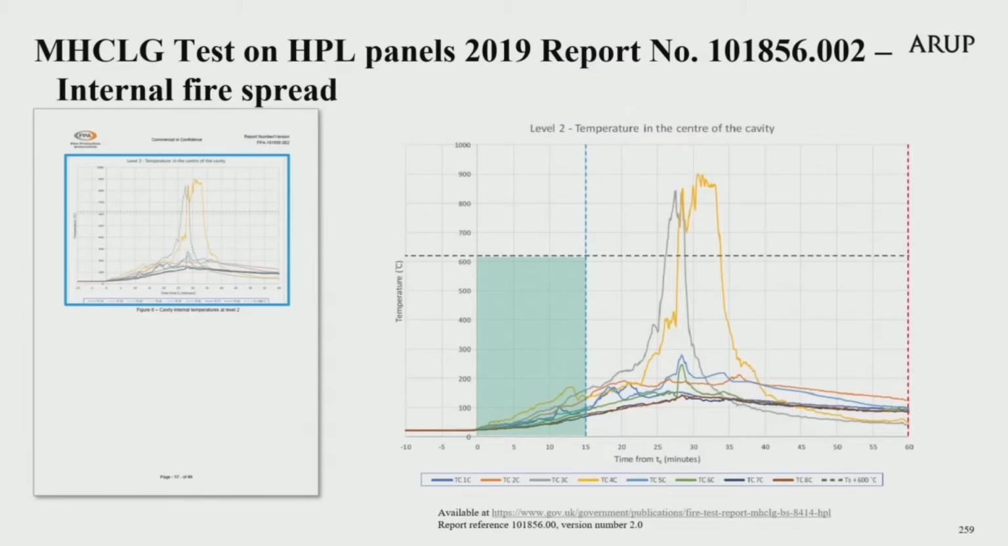Again, to give some context regarding the 15-minute window relied upon in the BR 135 classification method, I have assessed the level 2 cavity temperature versus time graph from those MHCLG tests again, but considering the measured internal fire spread data. Again, the grey dashed line indicates the 600 degrees Celsius above ambient temperature limit, and the dashed blue line indicates the 15 minutes after TS limit. You can see in this particular test, the measured peak internal temperatures occurred at around 32 minutes after TS.